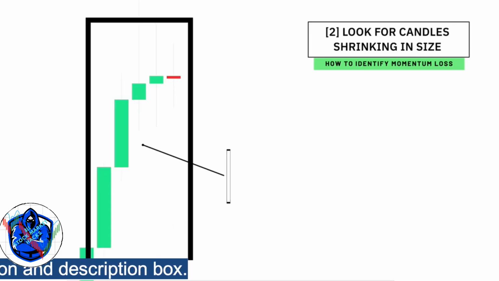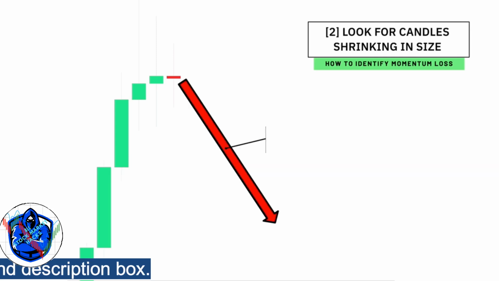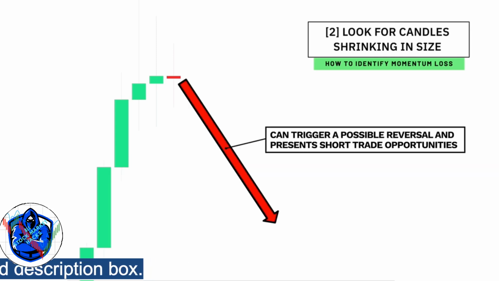In an uptrend, notice how you start with a big green candle, and then every candle after gets smaller and smaller, which shows a loss of upwards momentum, as the distance traveled per candle is less and less. This can lead to a possible reversal of price.